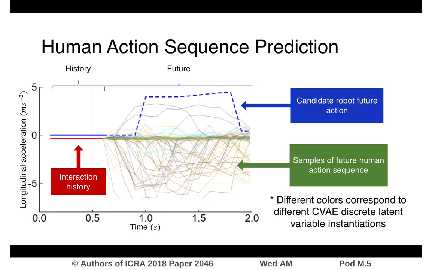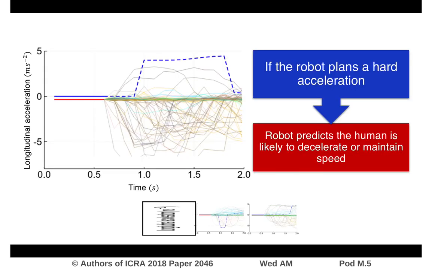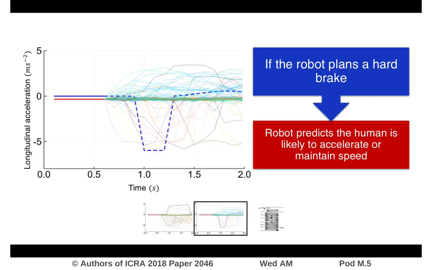Most of the action happens longitudinally, and we will briefly show a few examples of the prediction model in action, where the solid lines are the joint interaction history, the dashed blue line is the candidate robot future action, and the thin lines are sampled human responses colored by which mixture component of the distribution they were sampled from. Here we see that if the robot plans a hard acceleration, we generally predict, although not with 100% certainty, that the human is likely to decelerate in turn.